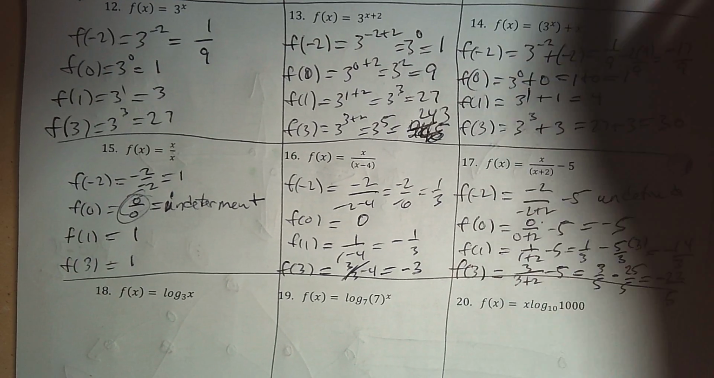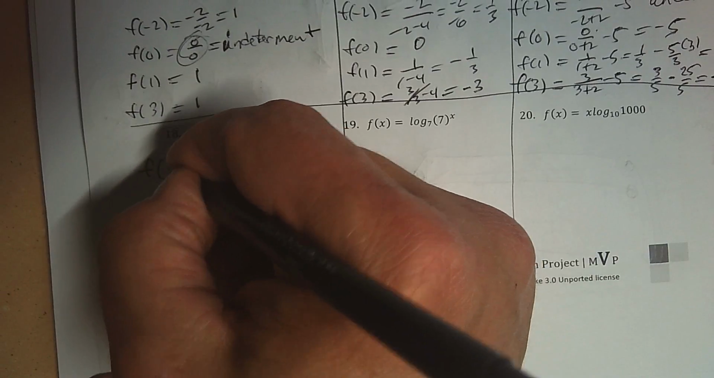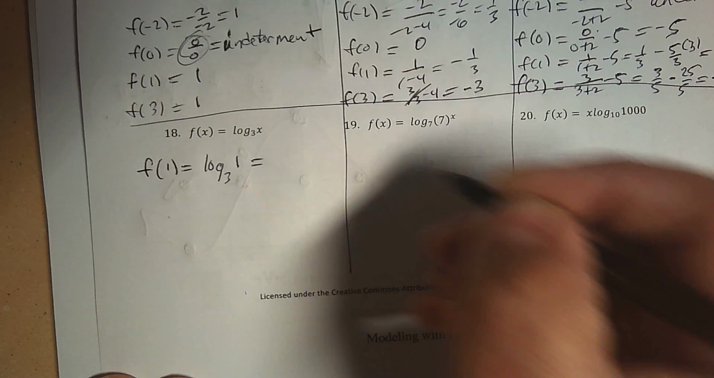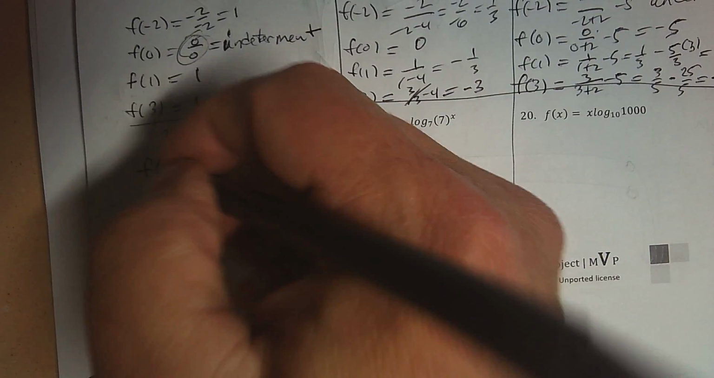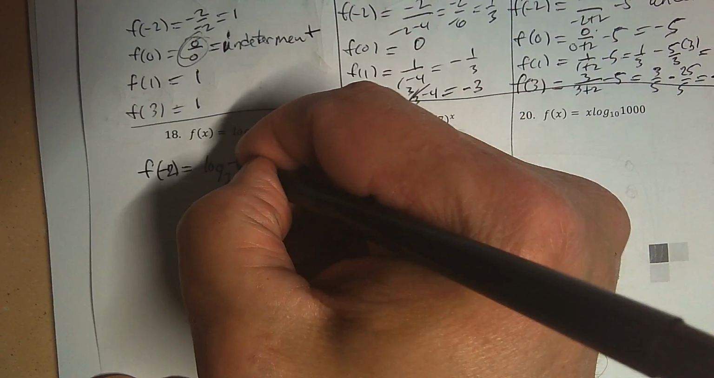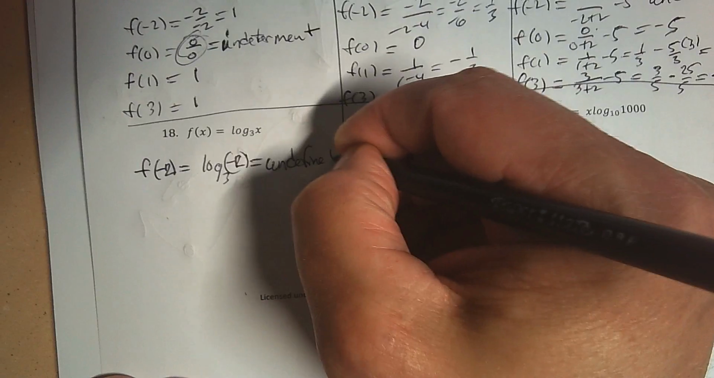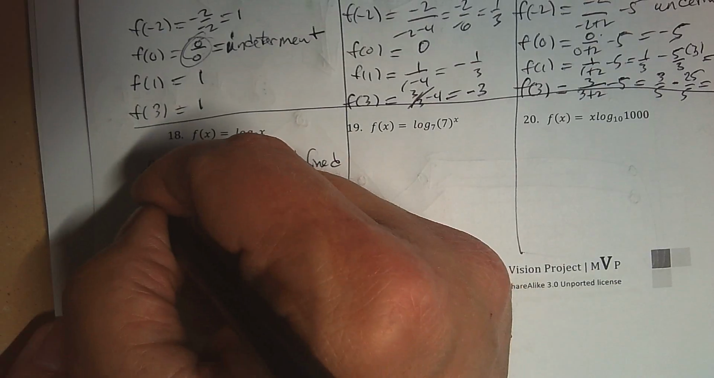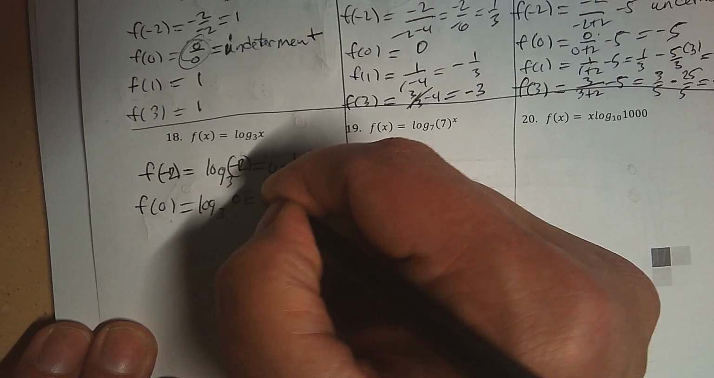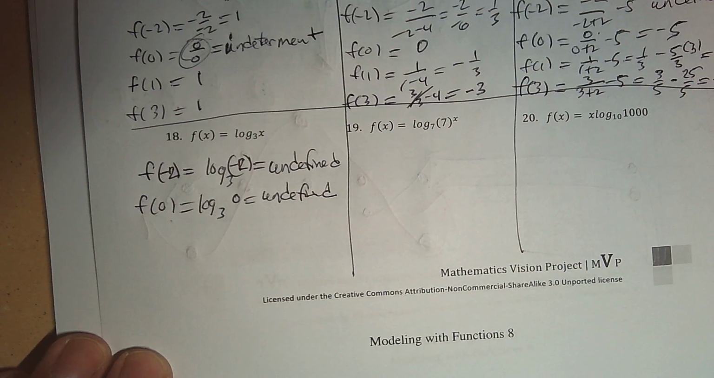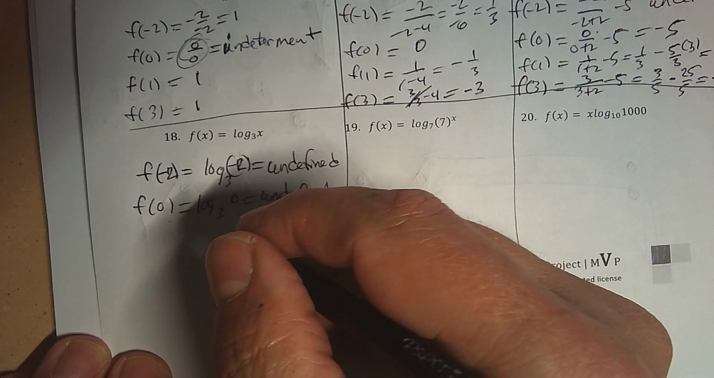18. Plug in 1. Whenever you evaluate a logarithm, plug in negative 2. So when you evaluate a logarithm, you can't have a negative number inside it. So that's a review and reminder. When you plug in 0, again, you can only have a positive number inside a logarithm. So 0 and negative 2 are undefined. The next one is 1.